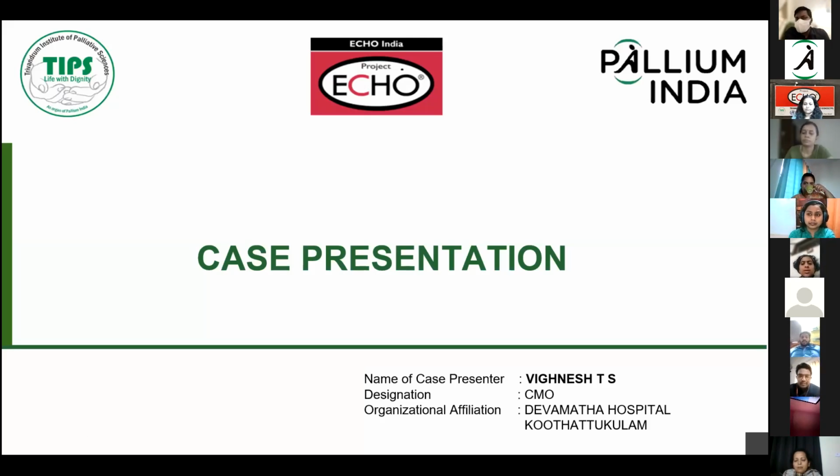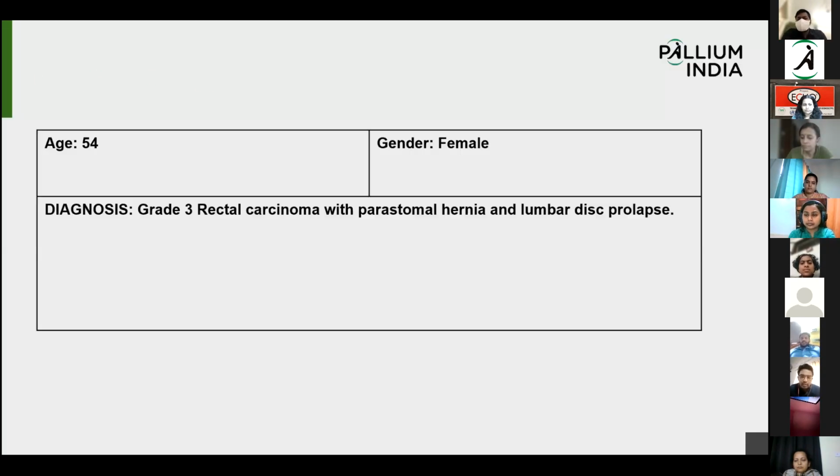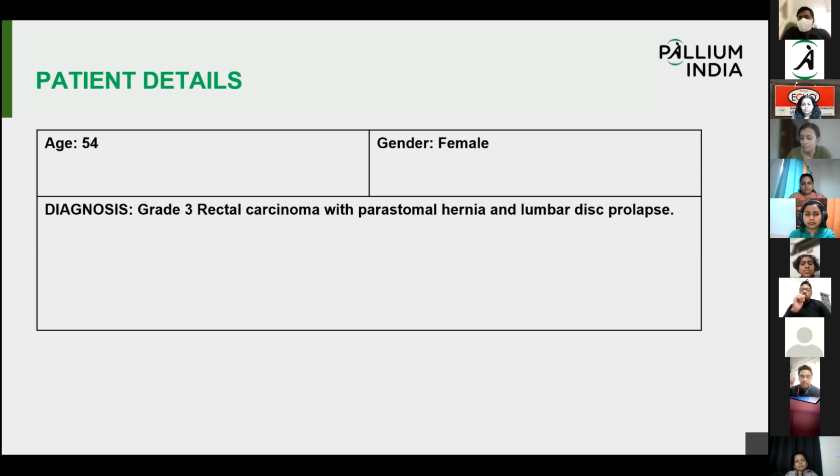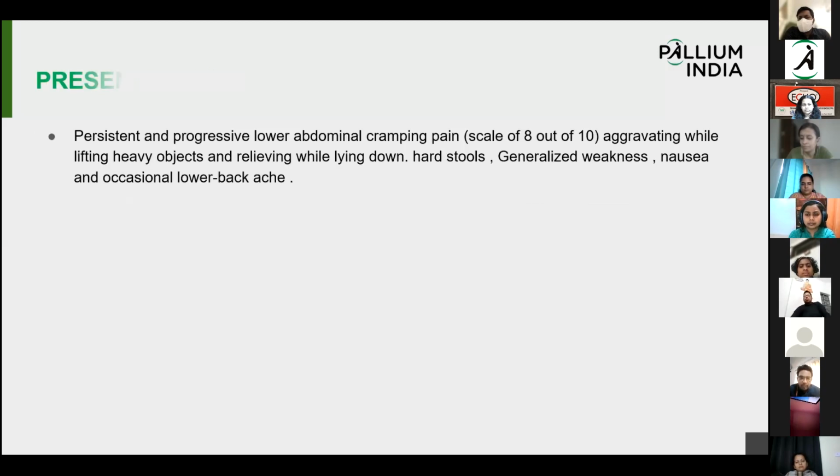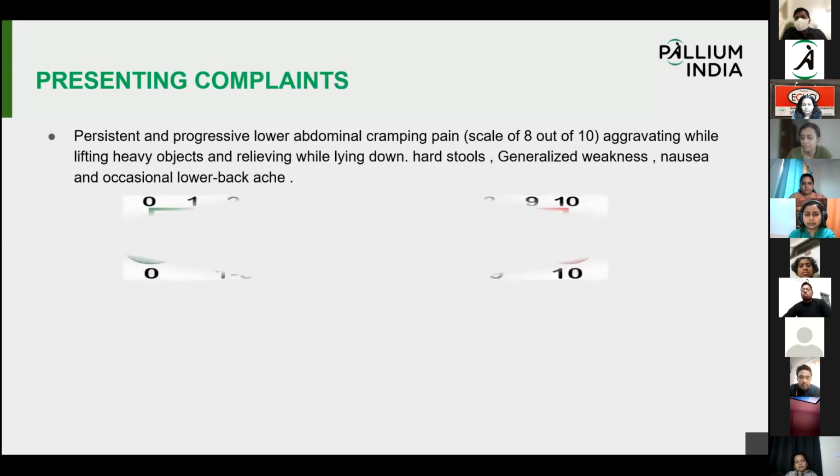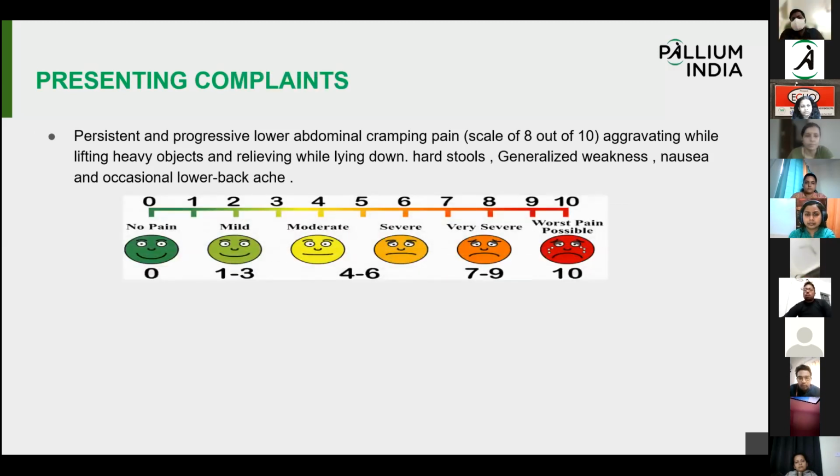Good evening, everyone. This is Dr. Vignesh. My case presentation is based on GI symptoms. My patient is 54 years old, female. She was diagnosed with grade 3 rectal carcinoma with parastomal hernia and lumbar disc prolapse. Presenting complaints are persistent and progressive lower abdominal cramping pain of 8 out of 10, aggravated while lifting heavy objects and relieved while lying down, hard stools, generalized weakness, nausea, and occasional lower backache.